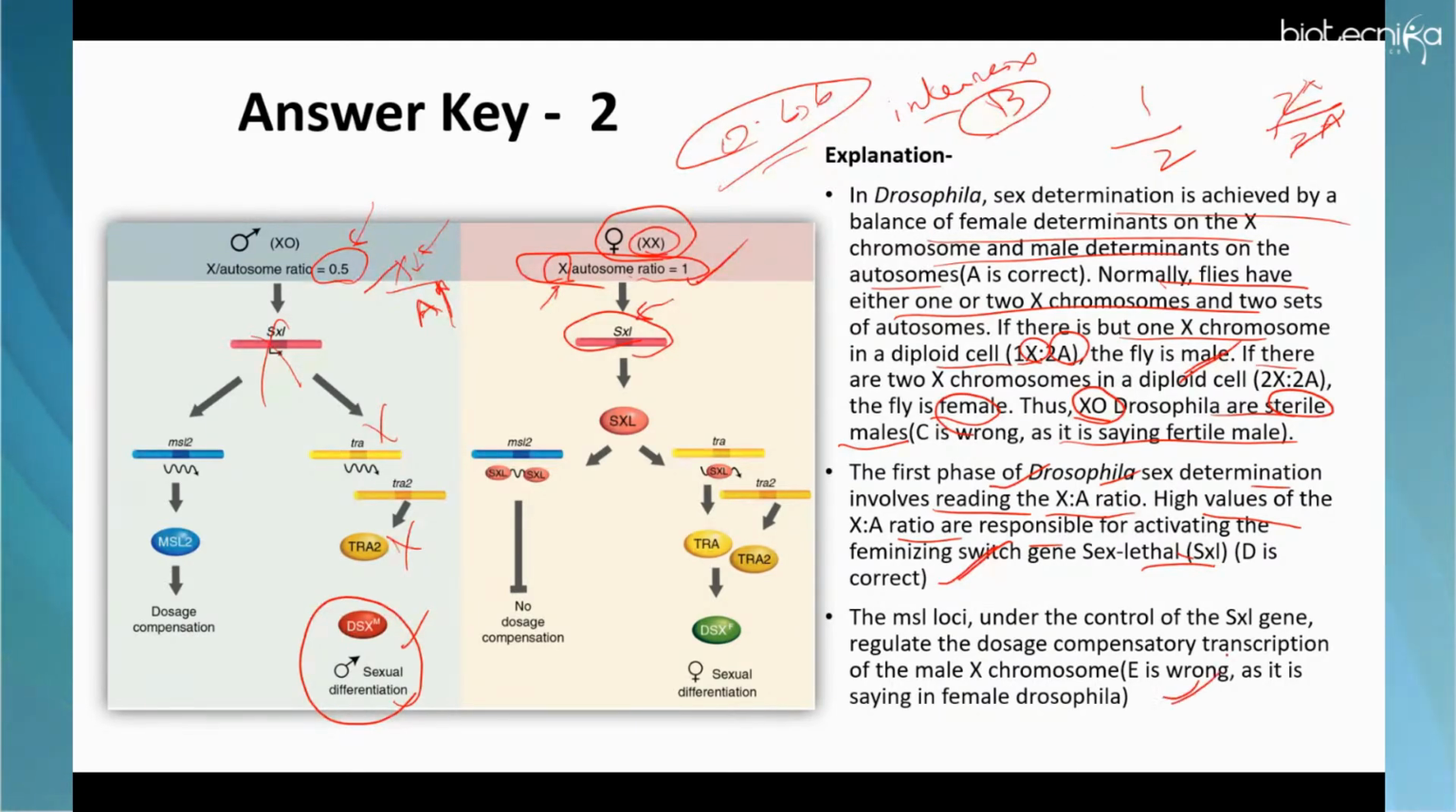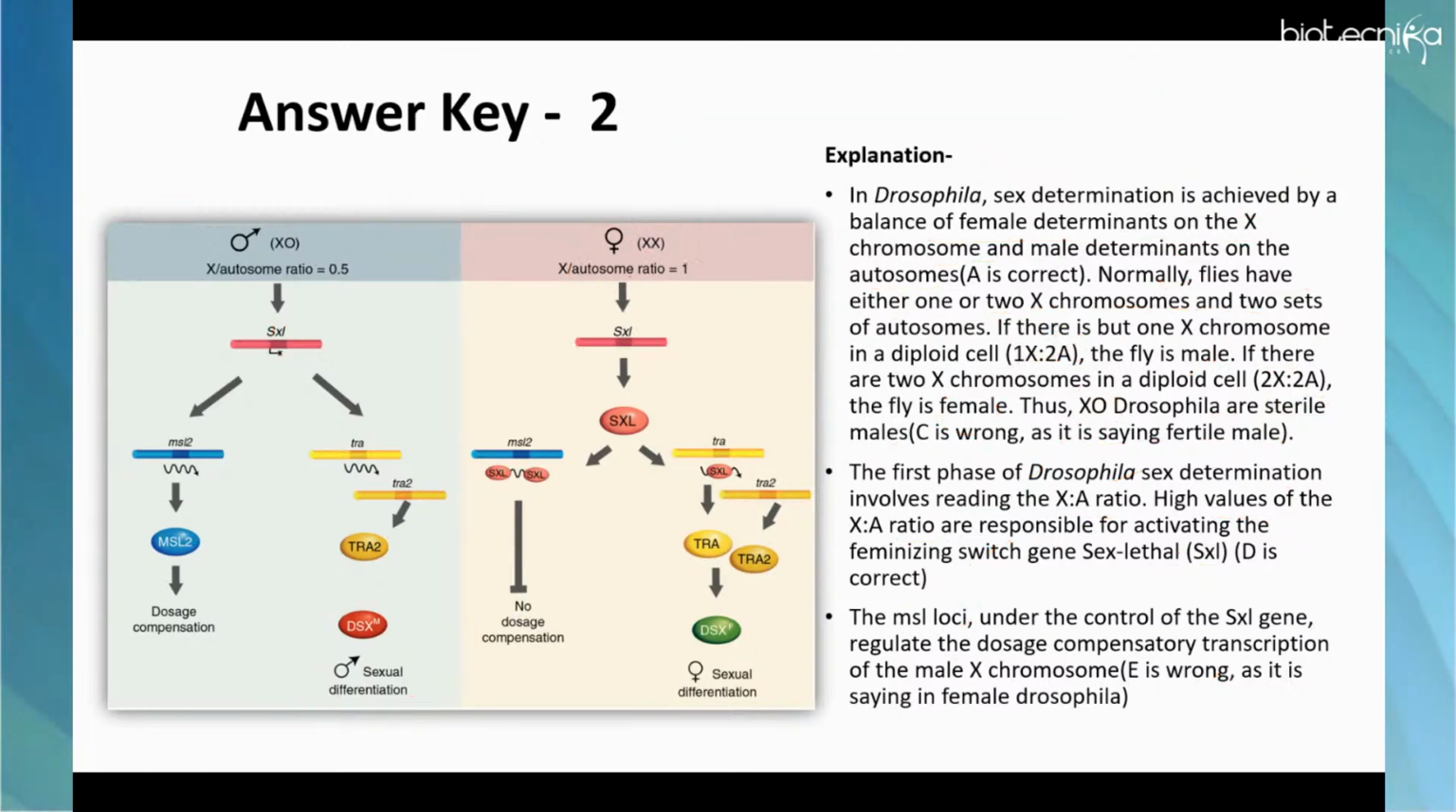But then again, E is wrong because this is the MSL loci, and SXL controls this MSL loci. You can see SXL is binding with the MSL loci. In females SXL is there, so there will be no dosage compensation in females. But in males, you will have dosage compensation. They will regulate dosage compensation not for females, but for the male X chromosome. So E is wrong because it is saying female Drosophila.